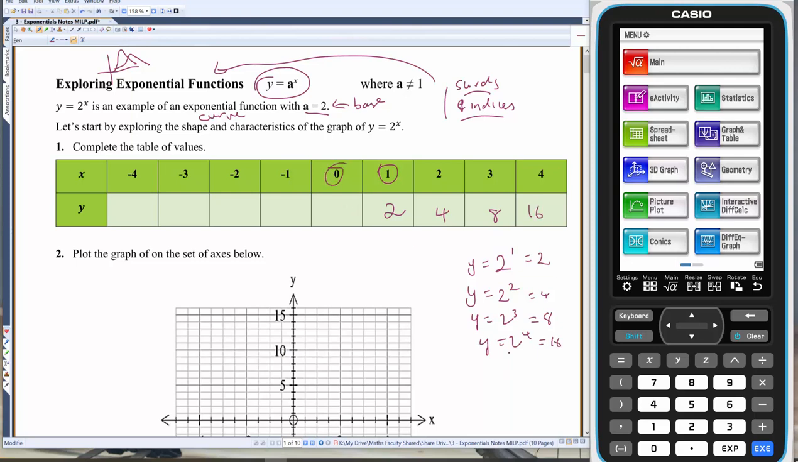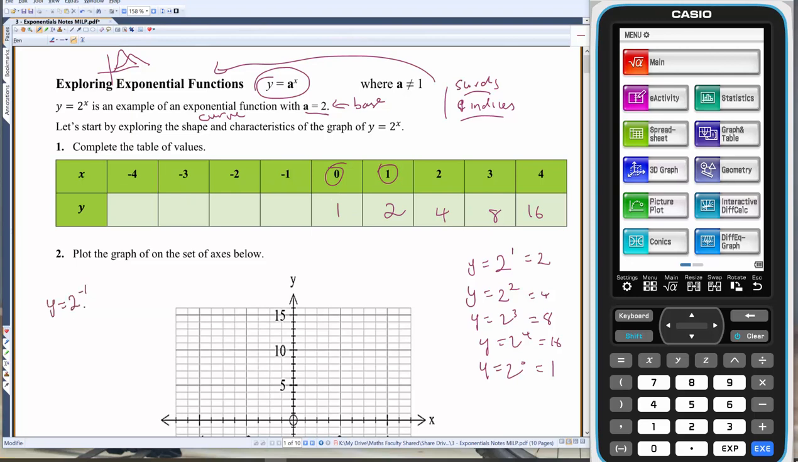All right, what about 0? y equals 2 to the power of 0. The 0 power rule says that anything raised to the power of 0 is 1. Fits the pattern as well, doesn't it? This doubling concept. All right, what about negative 1?